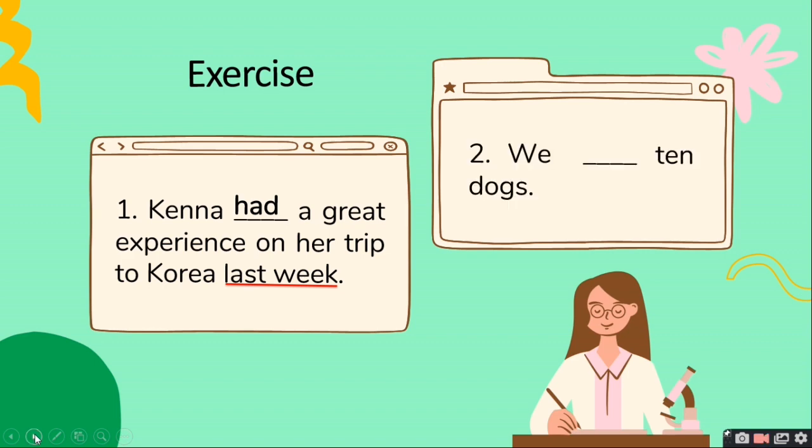Next, we blank 10 dogs. Since the subject in the sentence is we, we use have, which is appropriate for a plural subject. I can say, we have 10 dogs if we currently have 10 dogs, or we had 10 dogs if we had 10 dogs in the past but no longer have them or some of them have died.